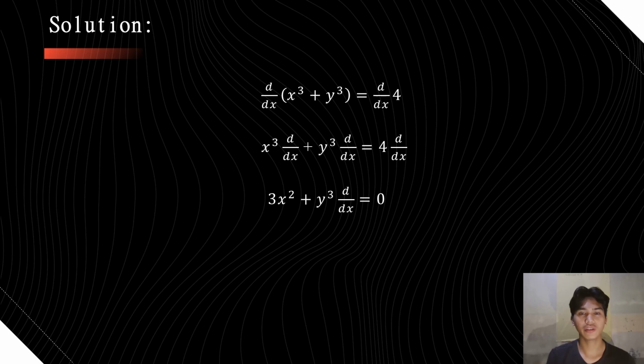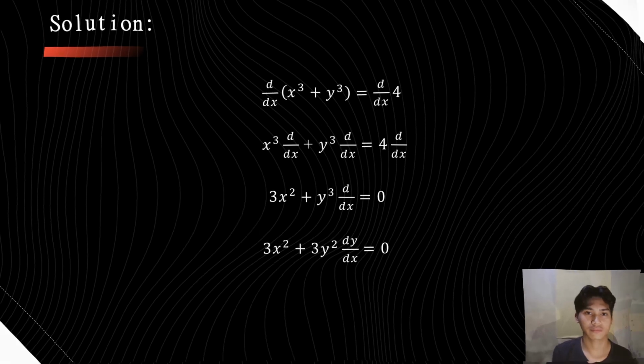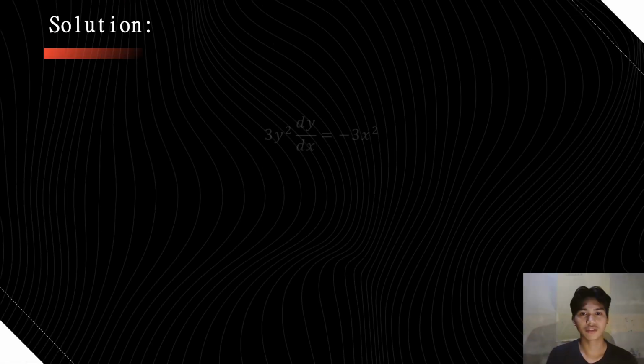So, we know that the derivative of y cubed is 3y squared times dy over dx, and we can write it as 3x squared plus 3y squared dy over dx is equal to 0. Then in this situation, we will transpose the 3x squared to the right side. By transposing the 3x squared, it changes its sign from positive to negative.